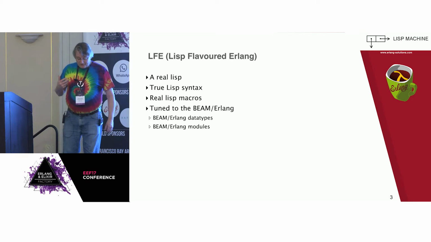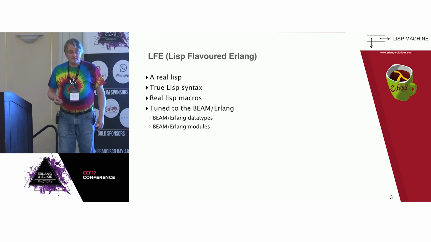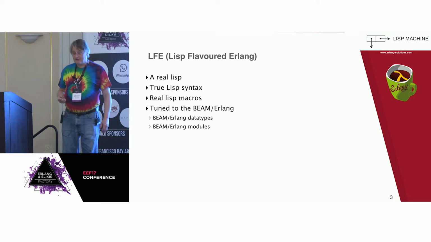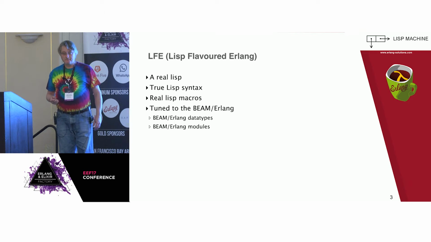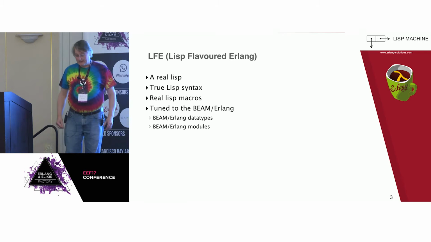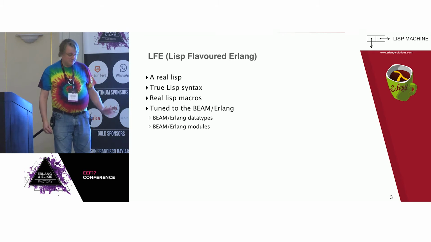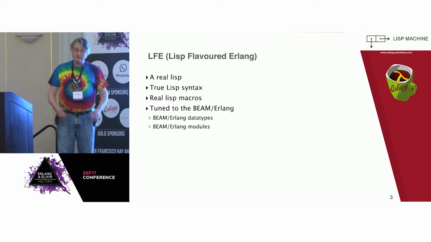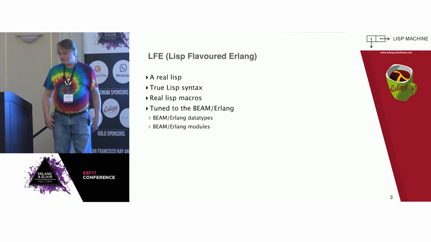So it has the standard Erlang data types, the BEAM Erlang data types, and the standard BEAM Erlang handling of modules. There's no way to get around that if you want to make an efficient system. And a few other things as well. For example, all data is immutable. There's nothing strange about doing that.